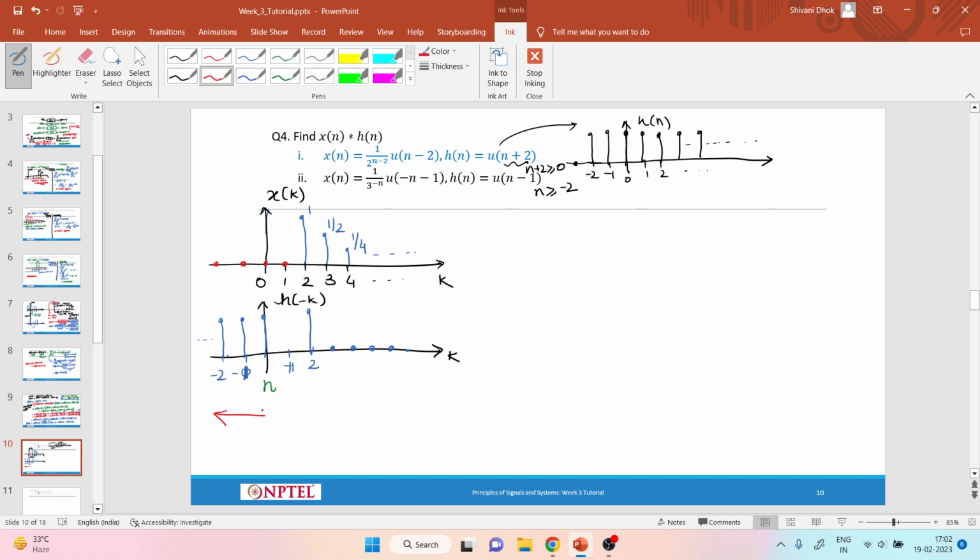For n less than 0, I won't be getting any overlap. This is n equal to 0, this is n equal to minus 1, this is n equal to minus 2, and so on. So for n less than 0, there is no overlap. Is it okay?